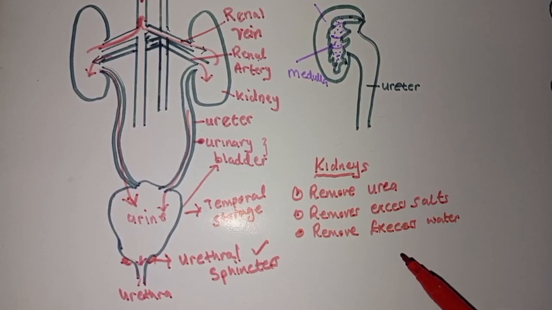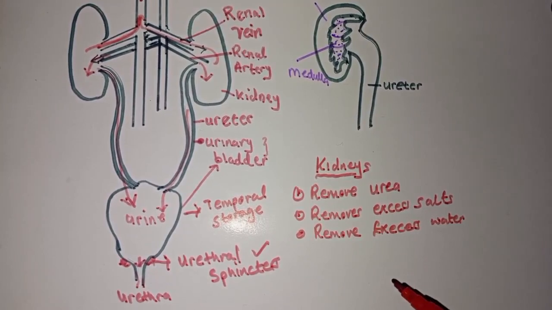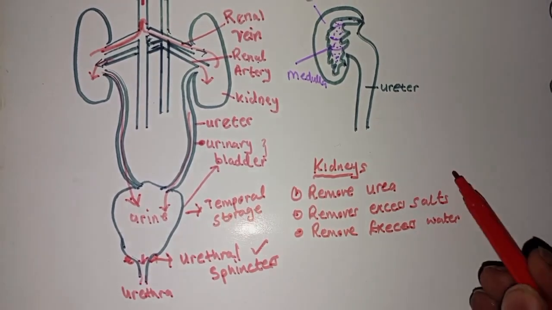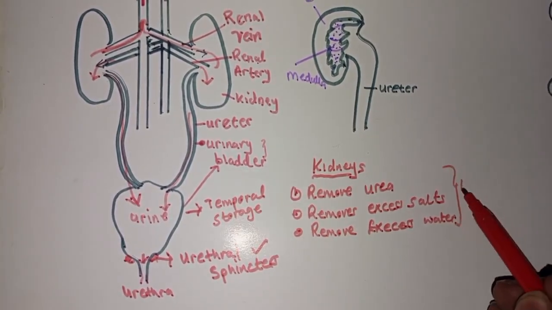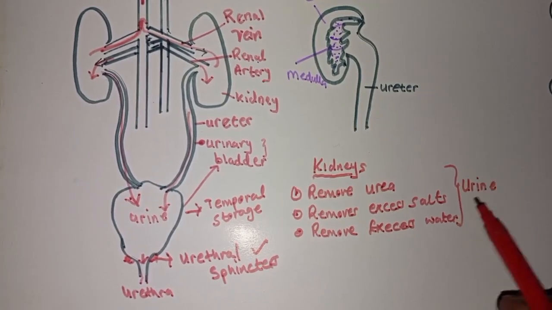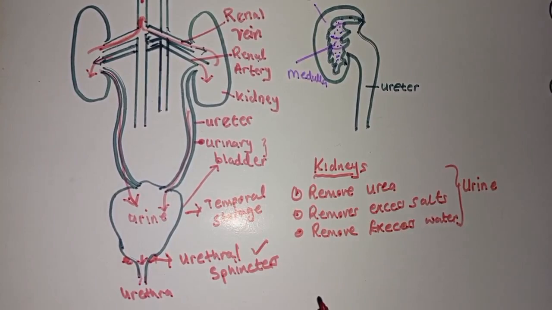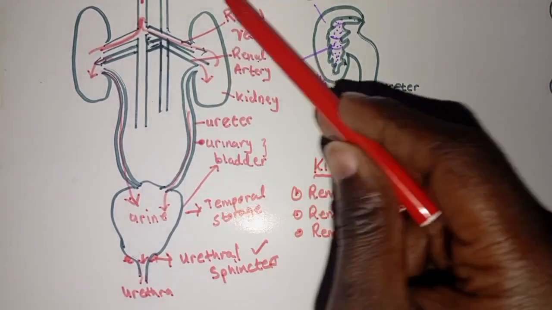There's what we call water intoxication. If you have too much water in the body, there's a condition called water intoxication, which is a very bad condition. So some of the water needs to be removed. Now all these are removed in the form of urine, and that is the primary function of the kidneys, to form urine. So that is just a general structure.